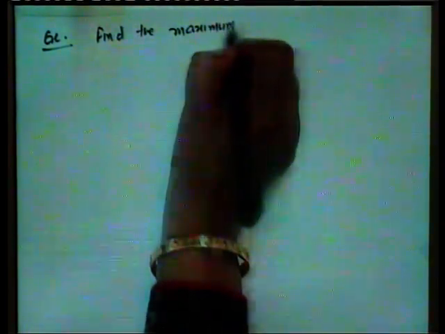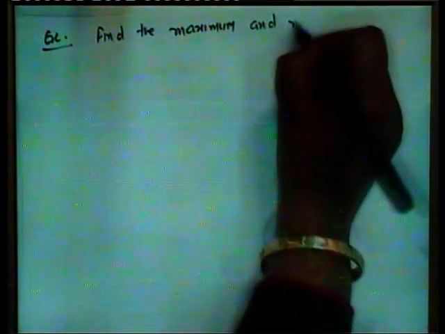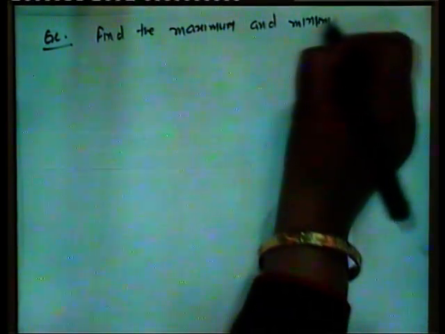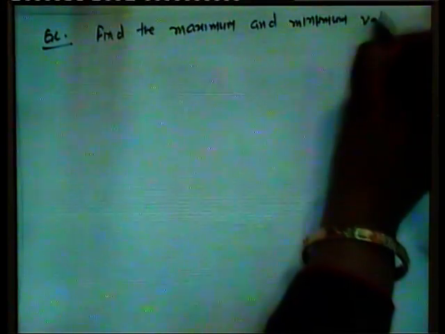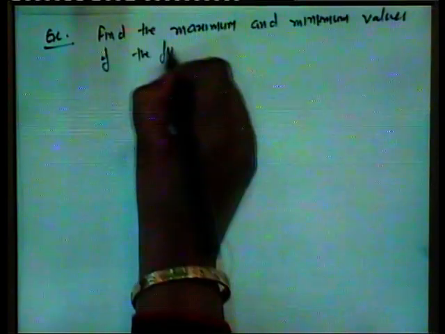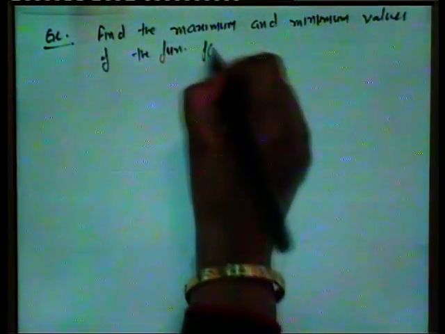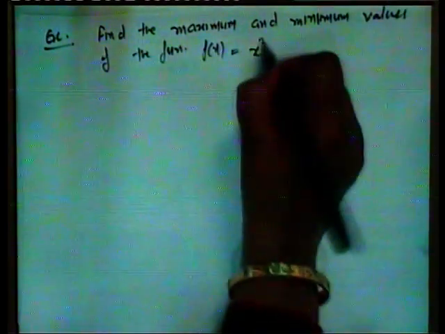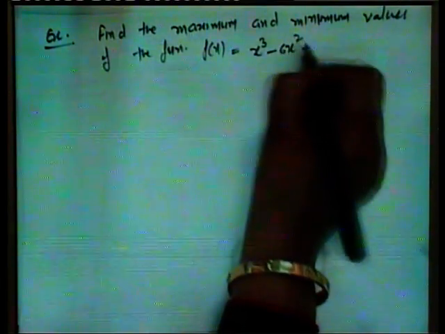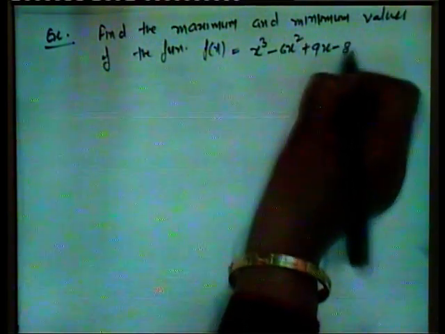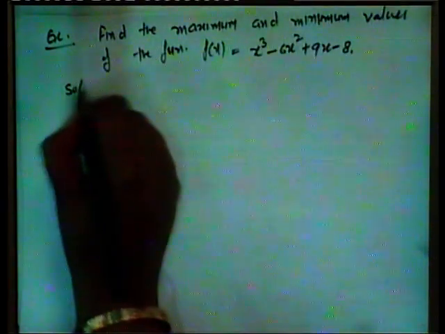Our question is, find the maximum and minimum values of the function f(x) = x cube minus 6x square plus 9x minus 8. We will solve this question.